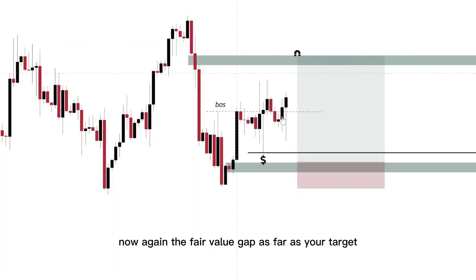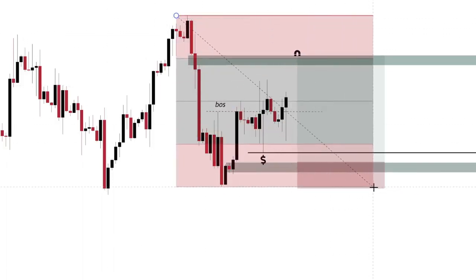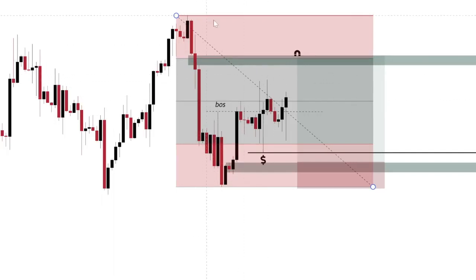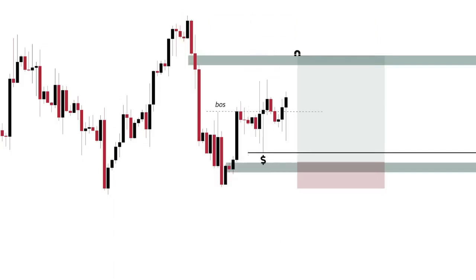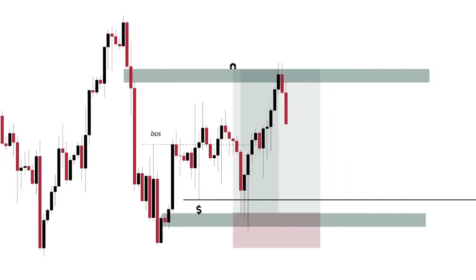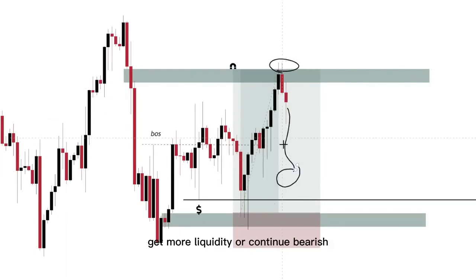Now again, the fair value gap as far as your target always have to be on the other end of the extreme. So again, this fair value gap as far as your target, it overlaps with your extreme. Price close the gap, and more than likely will now reverse, either come down, get more liquidity, or continue bearish.